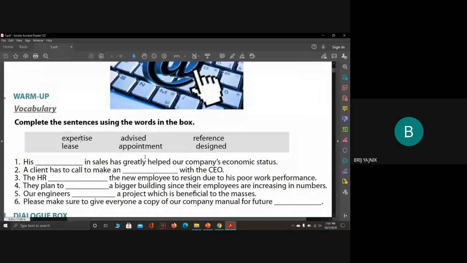Okay, people seem confused here. I'm asking again, they plan to what? No, they don't plan to design, because designed is ED. So they plan to lease. See, now that's the idea. Lease is to take on rent or some contract basis and all that. Okay, our engineers dash a project which is beneficial to the masses. What do you think?